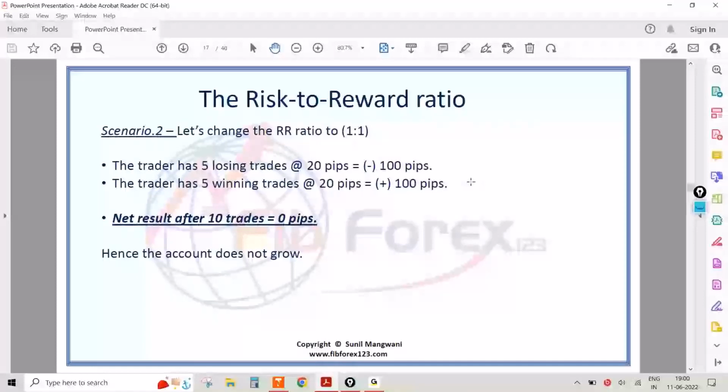Let's change the risk to reward ratio to 1:1. I'm maintaining the same win-loss ratio. So 5 losing trades, 20 pips each, I lose 100. 5 winning trades at 20 pips each, risk to reward ratio is 1:1, I win 100 pips. Net result after 10 trades, 0. My account did not grow.